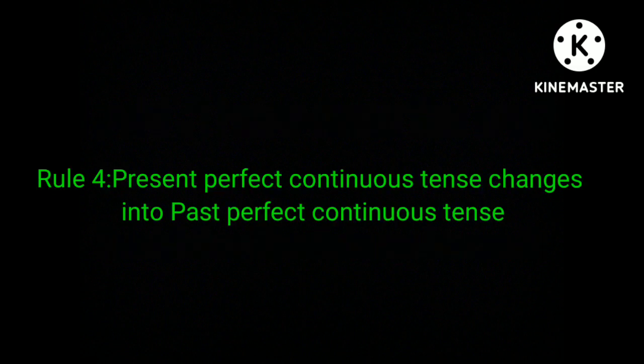Now let us move to rule 4. Present perfect continuous tense in direct speech is going to change as past perfect continuous tense in indirect speech. If you take this particular example, Rajani said, "He has been telling a story." So Rajani said that he had been telling a story. It means he has been is in present perfect continuous tense, and it is in direct speech. Convert that particular direct speech into indirect speech, this he has been is going to change as he had been telling a story.